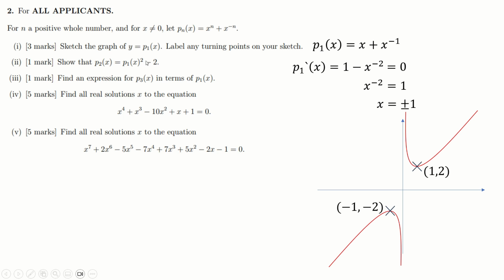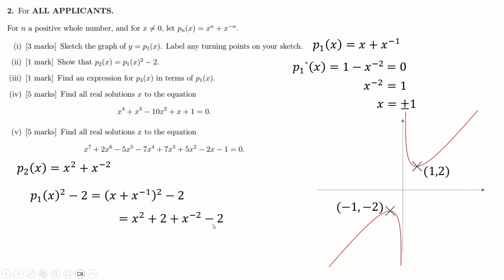P2 of x, show is this thing here. So P2 of x is x squared plus x to the minus 2. So, okay, what we can do is I can just take the right-hand side maybe and square P1 of x and take 2 away from it. And if I do that and I expand those brackets, the 2's will cancel, which is P2 of x, of course, as I said here. So therefore, the right-hand side is equal to the left-hand side, and I think that's all I need to do.